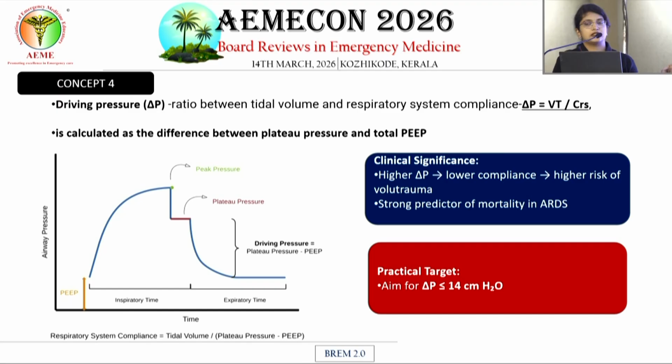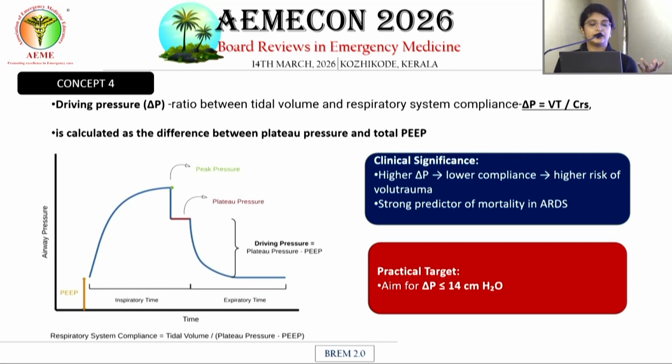Concept 4 is driving pressure. Again, it is not only about low tidal volume or higher PEEP. So what is driving pressure? In simple words, it is the difference between the plateau pressure and the total PEEP. It is an indirect marker: if higher driving pressure is there, the compliance of the lung is reduced, so there is high risk of volutrauma.